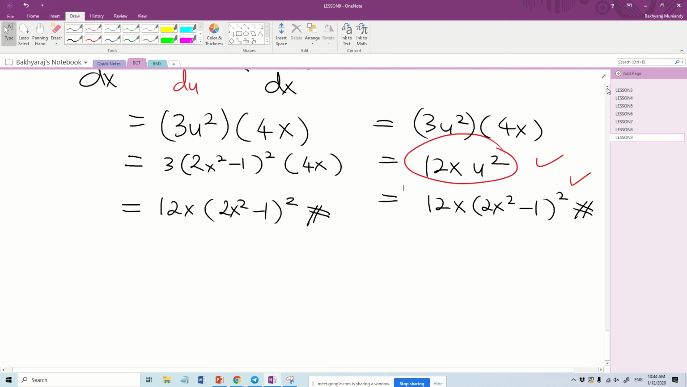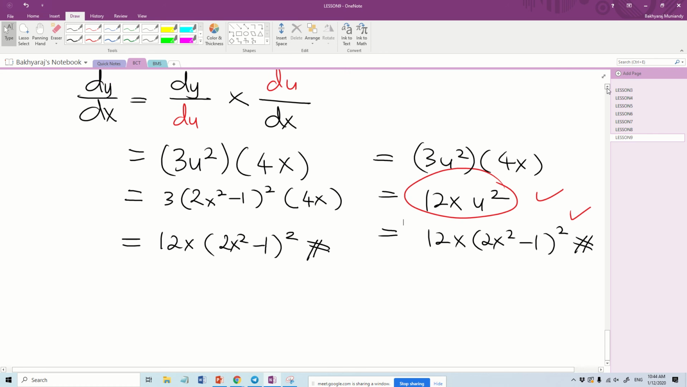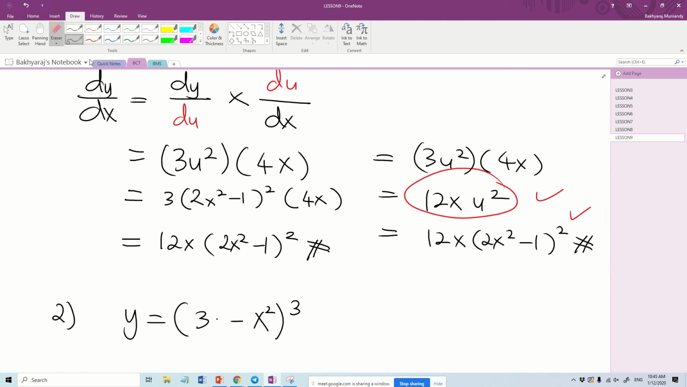Okay, I give you one more example. Try first. Number 2. Let's say I give you y equal to (3x minus x square) power of 3. Okay, 3x minus x square and power of 3.